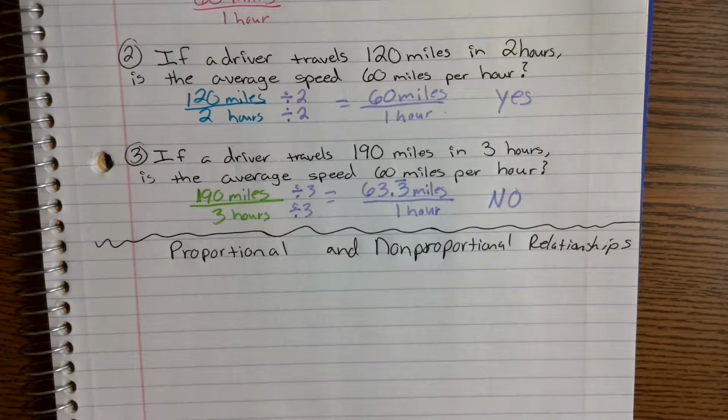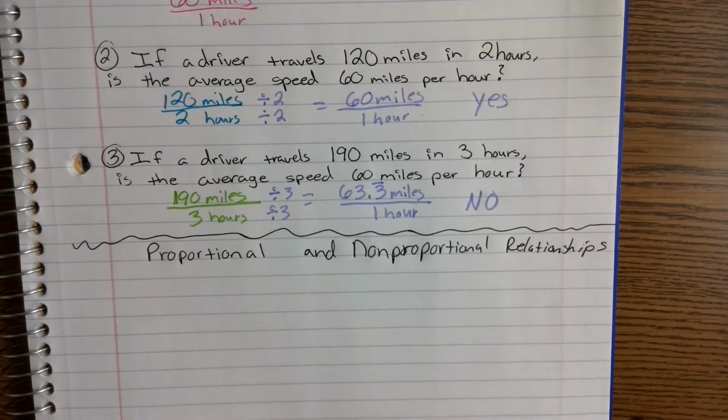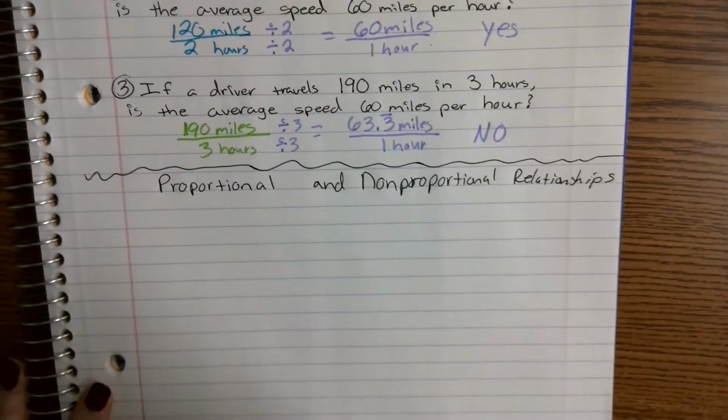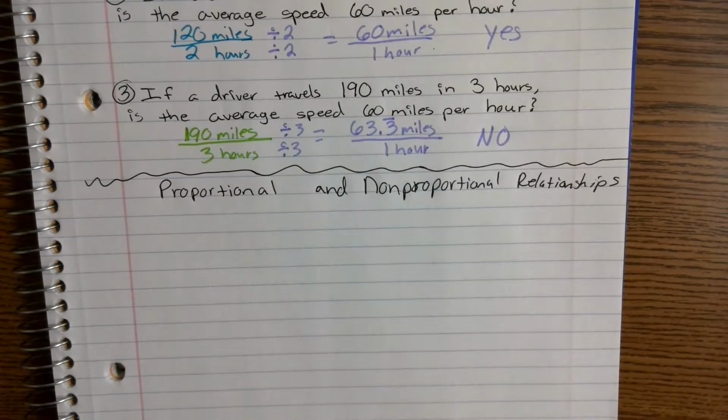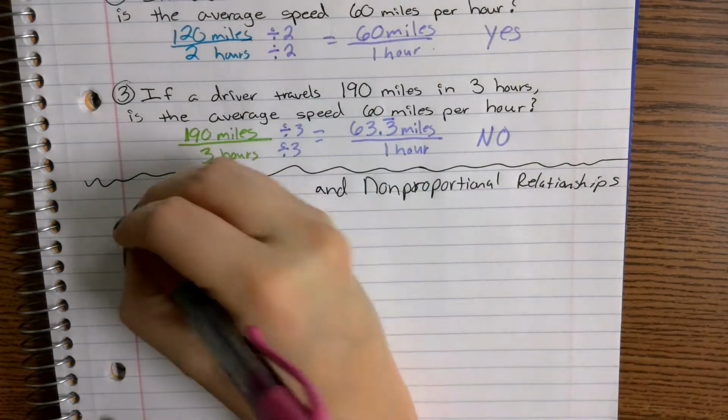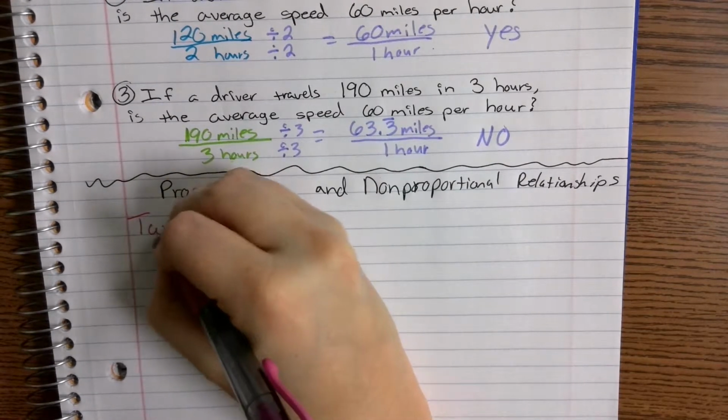Relationships versus non-proportional relationships. If two quantities happen to be proportional, then they will have what's called a constant rate of change, which is basically every single set of ratios in a problem will have an equivalent unit rate. So let's go ahead and get that written down. That's very important to understand.